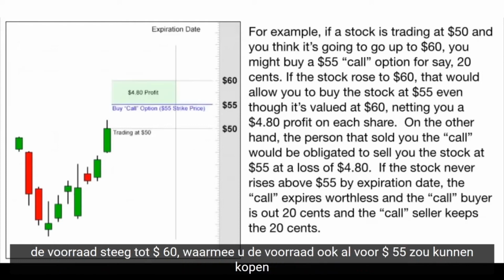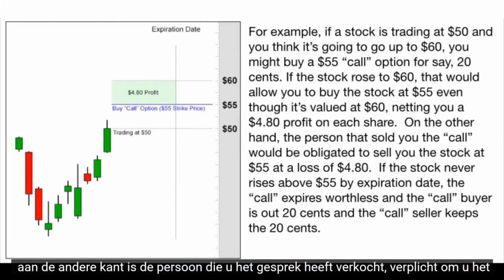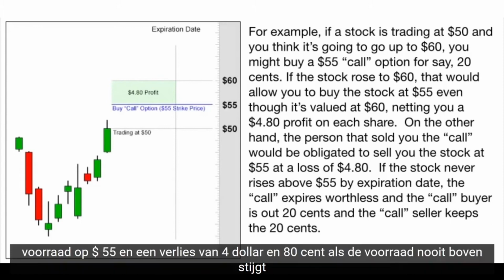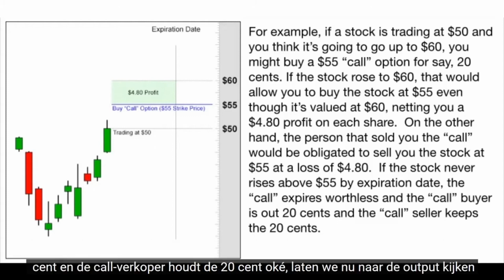If the stock rose to $60, that would allow you to buy the stock at $55 even though it's valued at $60, netting you a $4.80 profit on each share. On the other hand, the person that sold you the call would be obligated to sell you the stock at $55 at a loss of $4.80. If the stock never rises above $55 by expiration date, the call expires worthless, and the call buyer is out 20 cents and the call seller keeps the 20 cents.